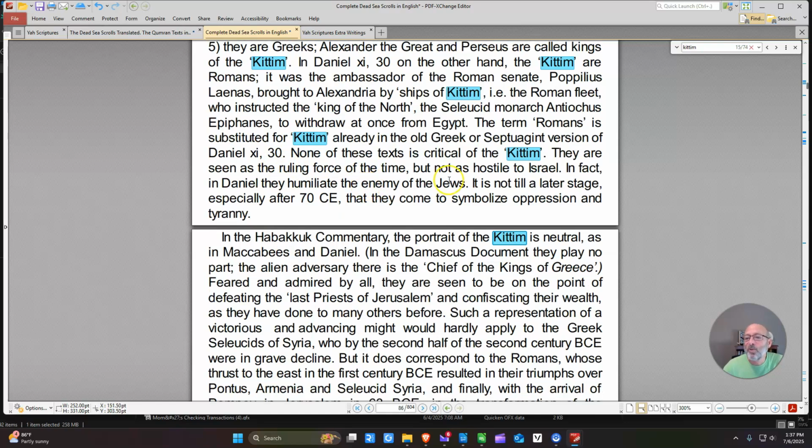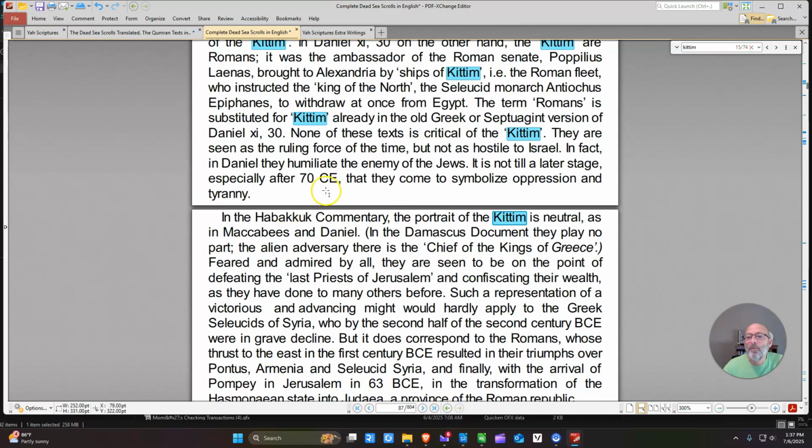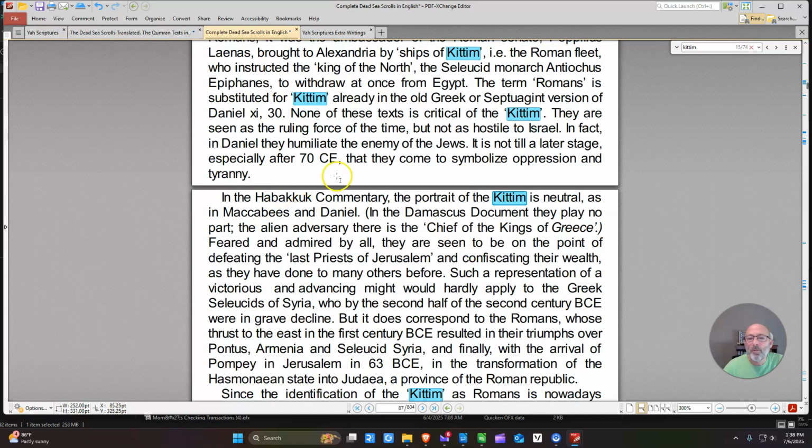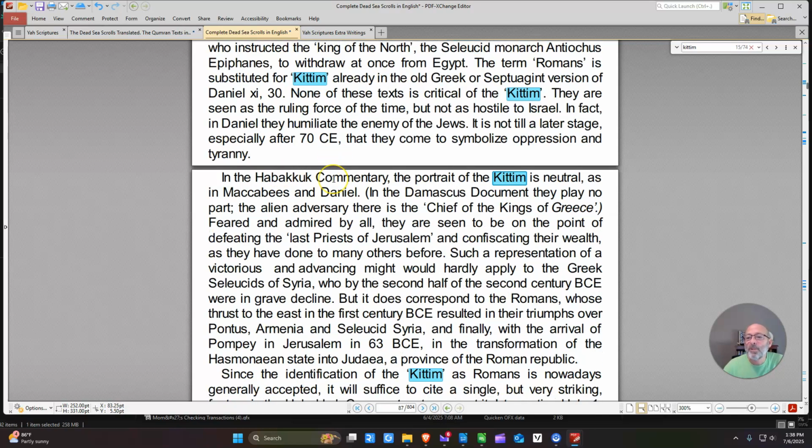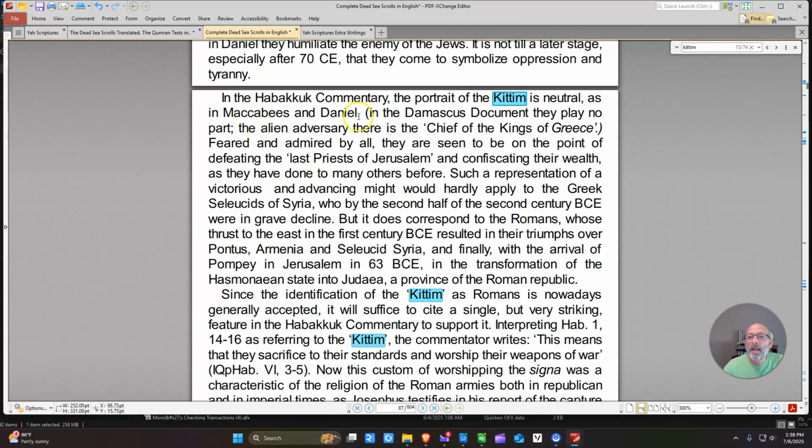"None of these texts is critical of the Kittim. They are seen as the ruling force of the time, but not as hostile to Israel. In fact, in Daniel, they humiliate the enemies of the Jews. It is not till a later stage, especially after 70 CE, that they come to symbolize oppression and tyranny. In the Habakkuk commentary, the portrait of the Kittim is neutral, as in Maccabees and Daniel."